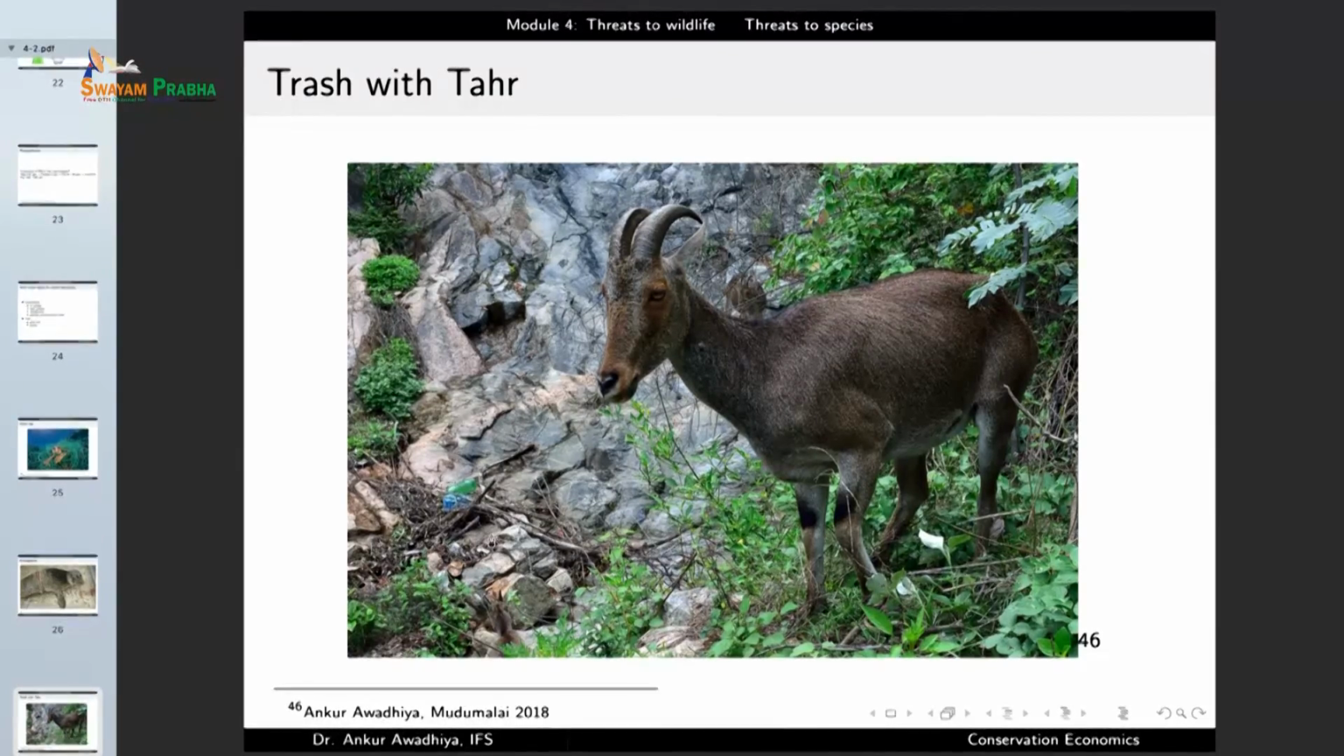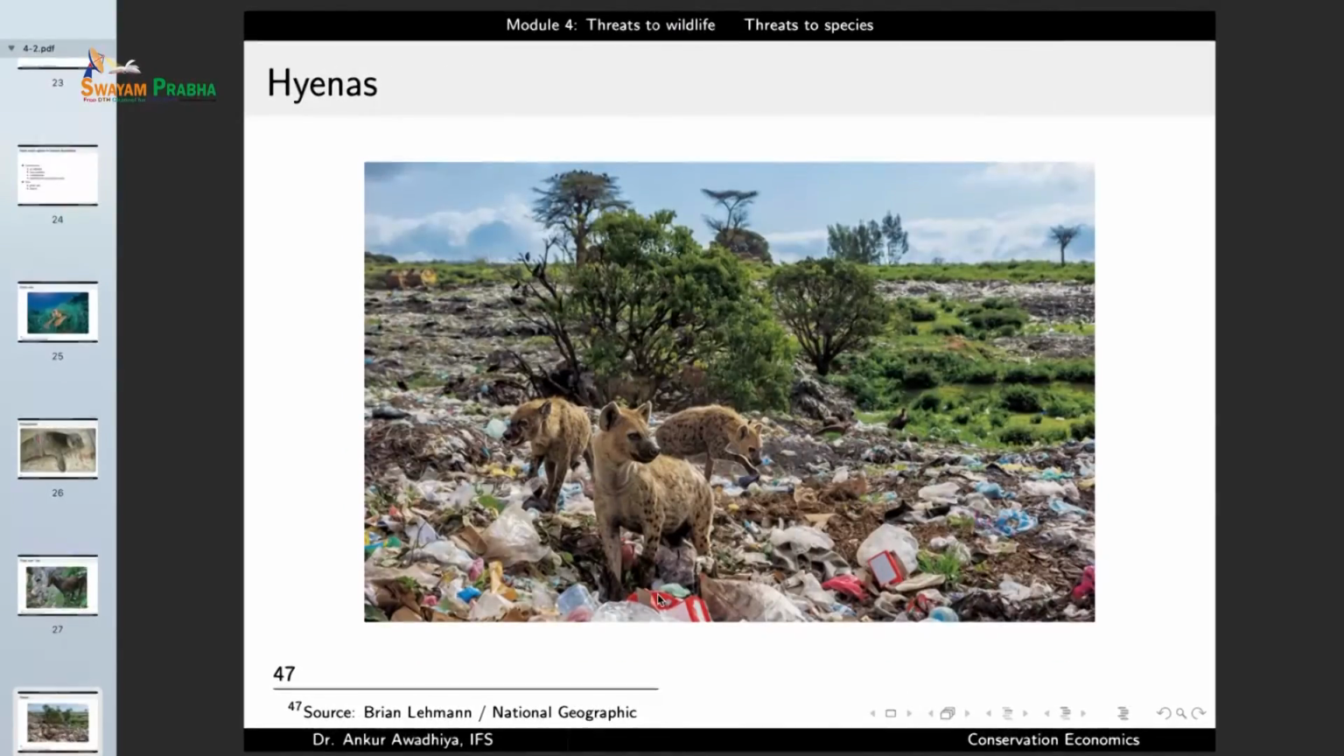Another example is this trash. So we have Mukurti National Park, where we have Nilgiri tahrs. And if you go to this area, you'll also find certain trash that is there alongside the roads. So this is having an impact of habitat degradation for the Nilgiri tahr. We also find that plastics have entered into the areas of a number of other wild animals such as hyenas.